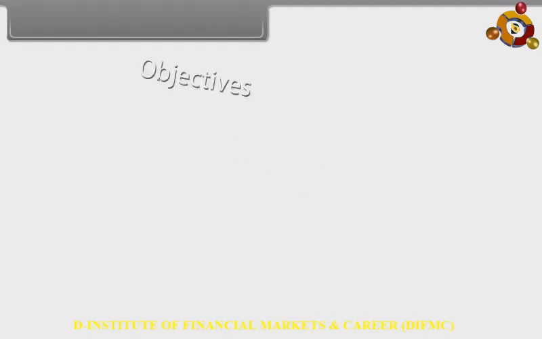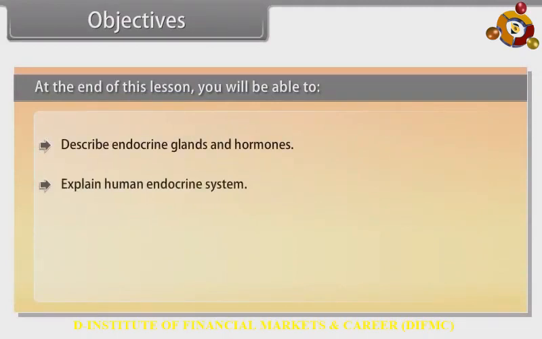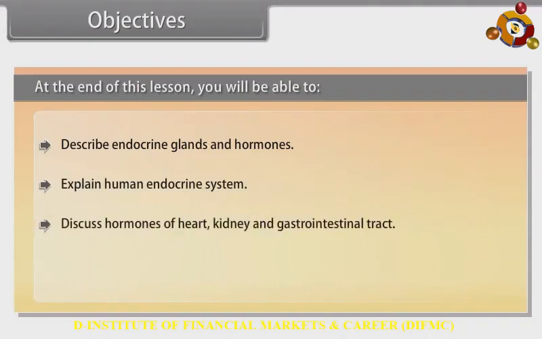Objectives. At the end of this lesson, you will be able to describe endocrine glands and hormones, explain human endocrine system, discuss hormones of heart, kidney, and gastrointestinal tract, describe mechanism of hormone action.